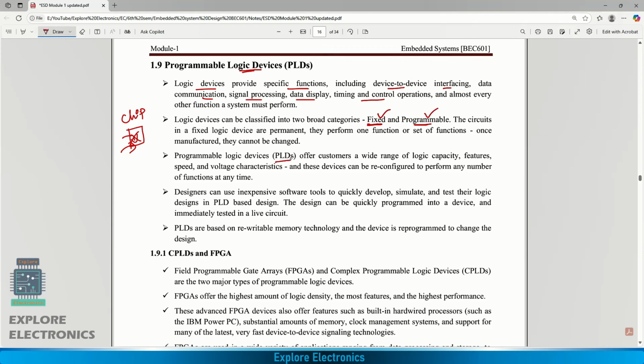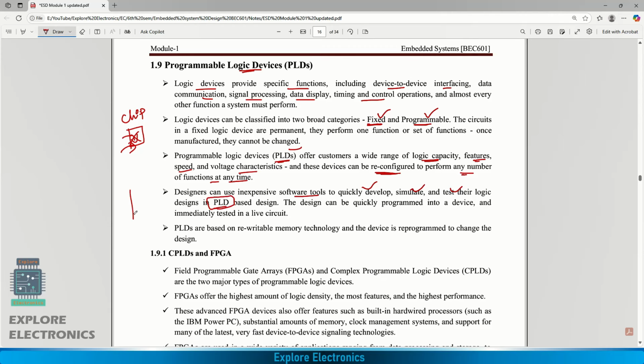So programmable logic devices offer a wide range of logic capacity, features, speed, and voltage characteristics as well. So it can be reconfigured for any number of functions at a time. These devices are PLDs. Designers can use inexpensive software tools to quickly develop, simulate and test their logic on a PLD.